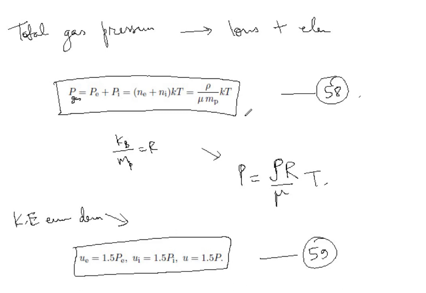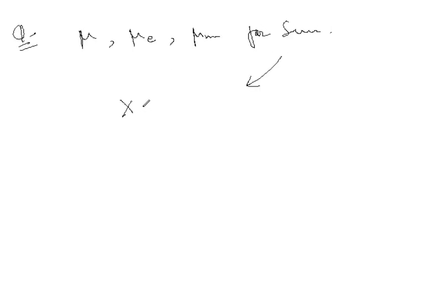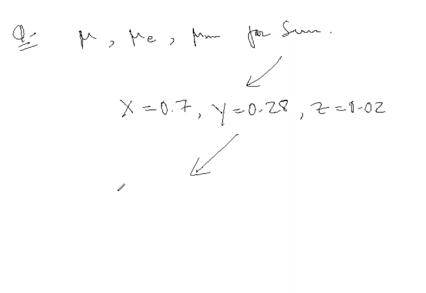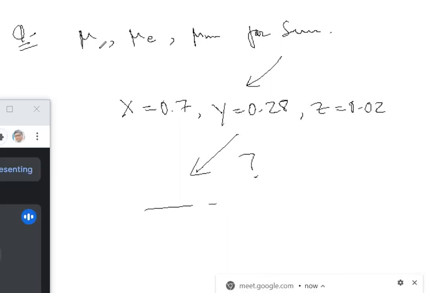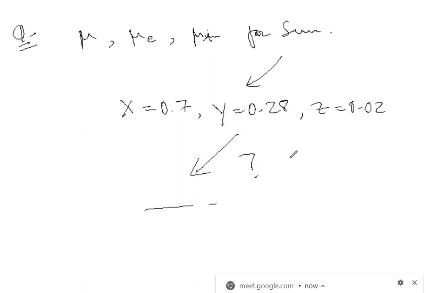Now let me ask you a question using these definitions. Can you calculate the mean molecular weight per particle, mean molecular weight per electron, and also the mean molecular weight per nucleon for Sun, where we know that for Sun X is equal to 0.7, Y is equal to 0.28 and Z is equal to 0.02. So I am giving you 5 minutes to calculate this and tell me what is the answer. Okay, I am waiting. So basically I am asking you to calculate per particle, electron, and this is ion. Check these calculations.